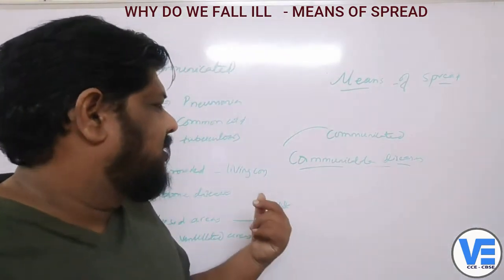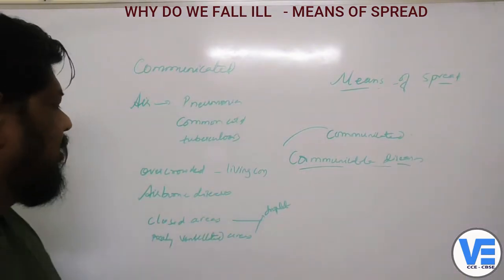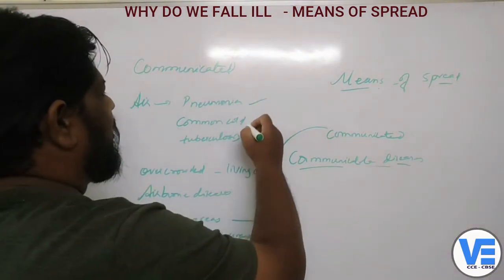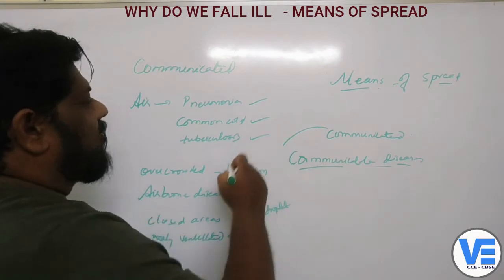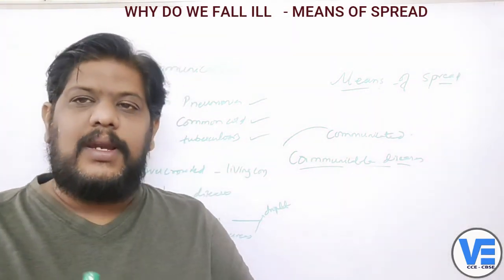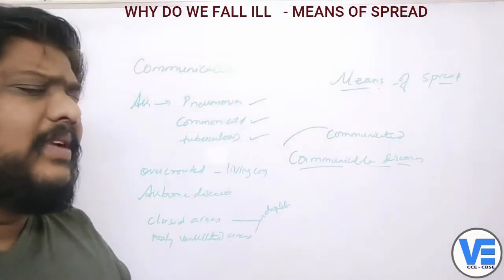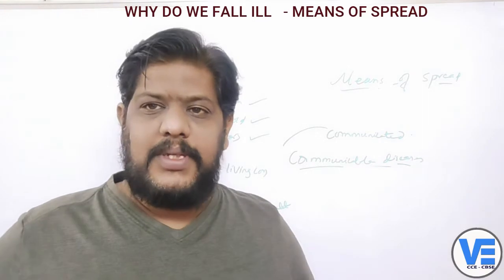There are several diseases which usually transfer because of the air. For example, you can say pneumonia, you can take the common cold, you can take tuberculosis. So these are all the different diseases which usually transfer through the air. And these kinds of diseases easily spread from one person to the other person.